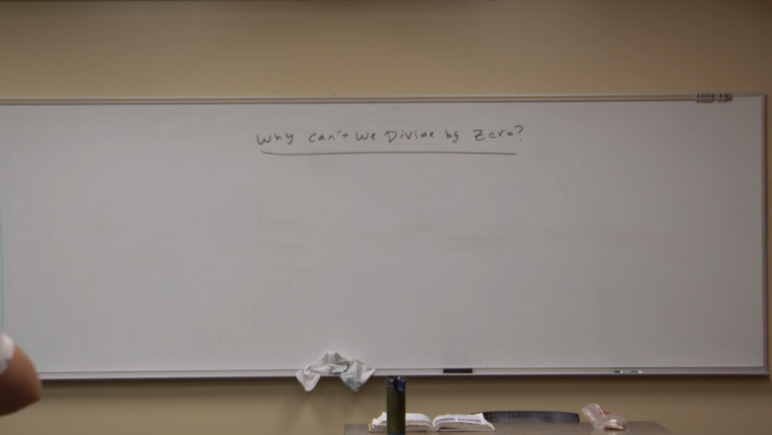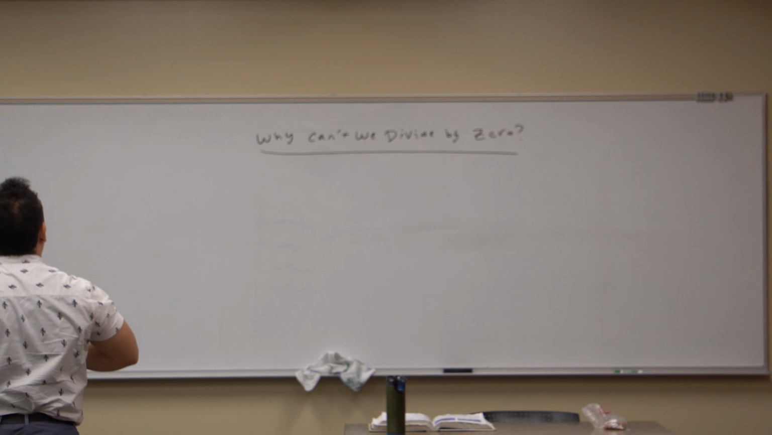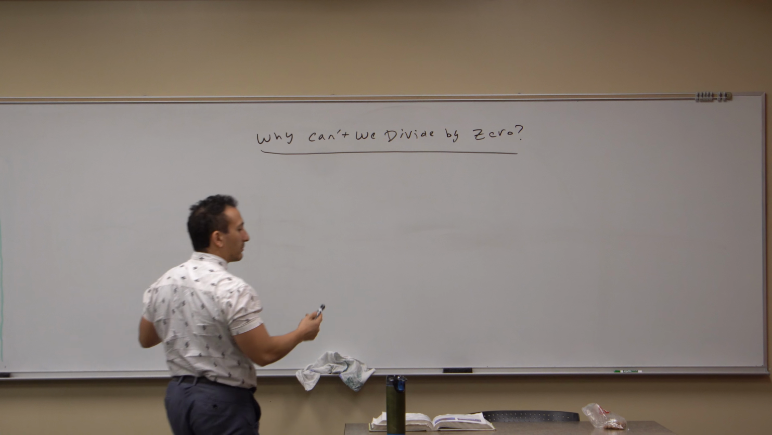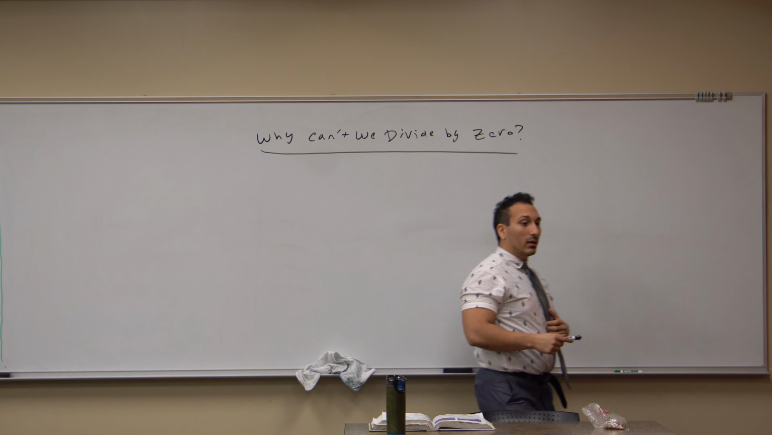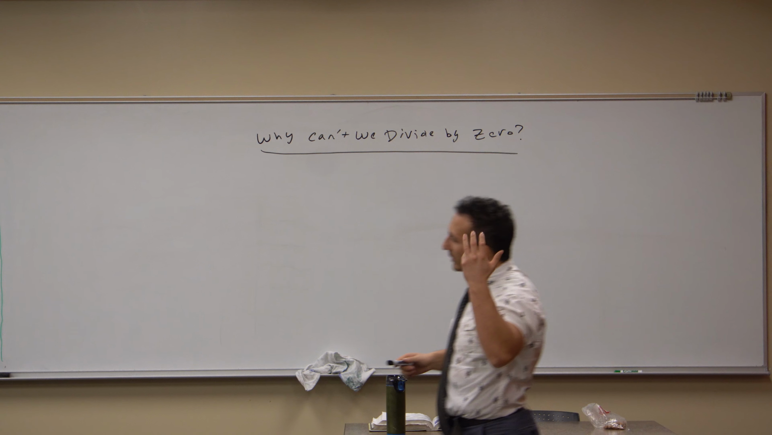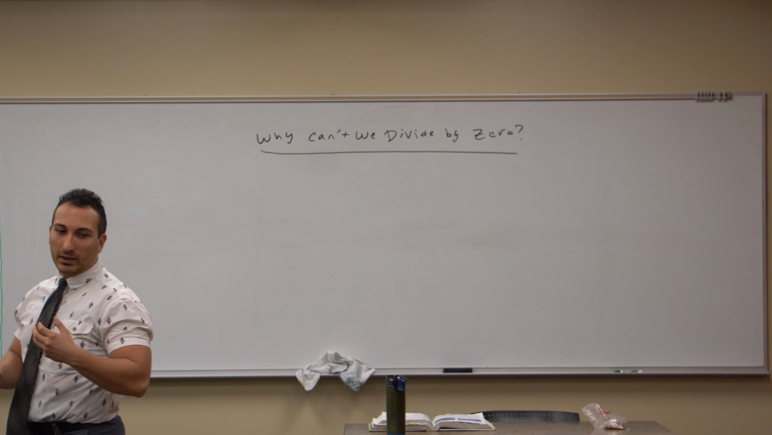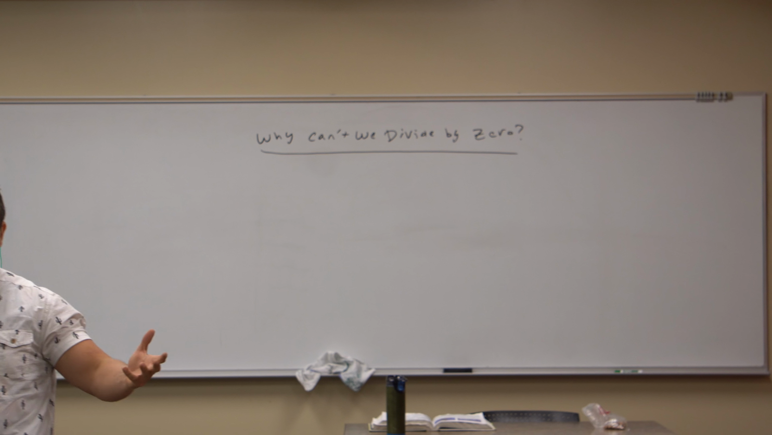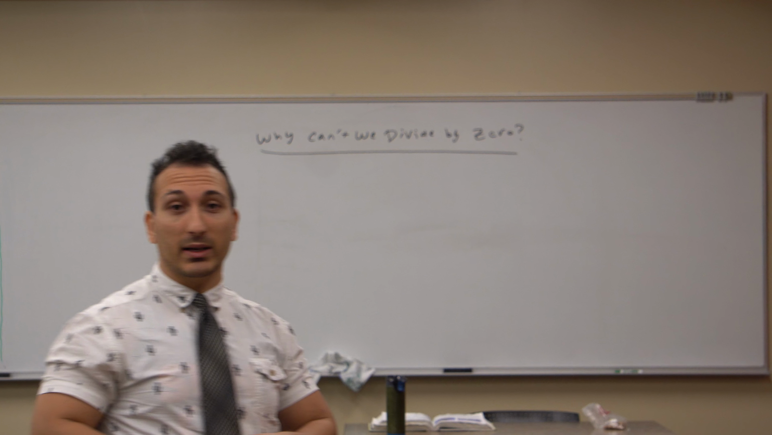This is a video on why dividing by zero is illegal in mathematics. Well, you've been told, hey, you can't divide by zero. Why? Why can we not divide by zero?